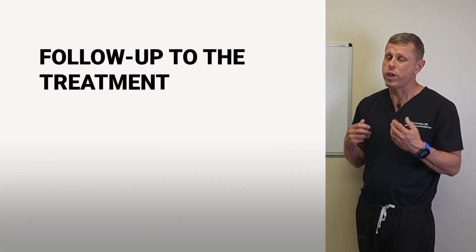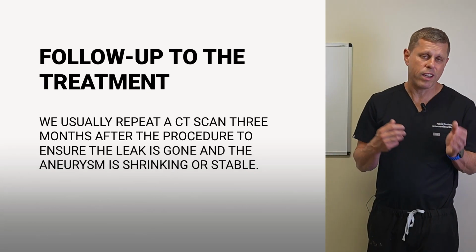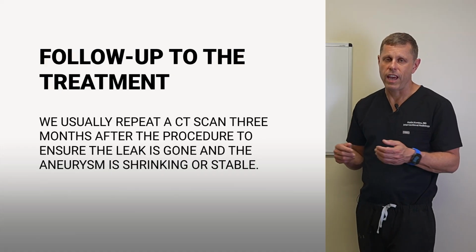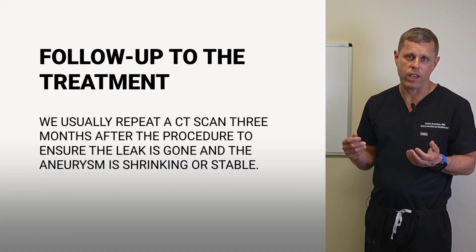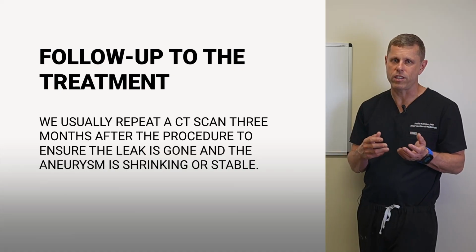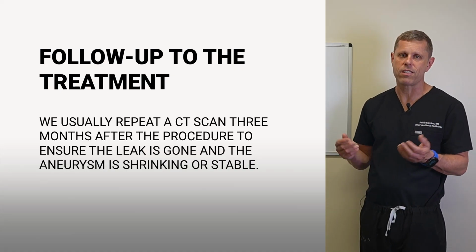And how do we follow this after treatment? Well, we usually repeat the CT scan, usually about 3 months after the procedure, to make sure the leak is gone and that the aneurysm is shrinking or at least stable. Of course, it will take time for the aneurysm to actually shrink. That can take years. So essentially, type 2 endoleaks are very common after an EVAR or endovascular repair of abdominal aortic aneurysm, but with careful monitoring and targeted treatment, we can manage them very safely and effectively.